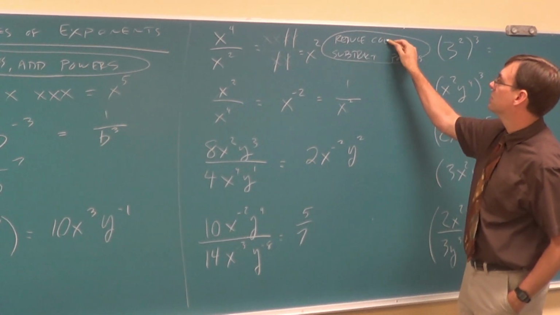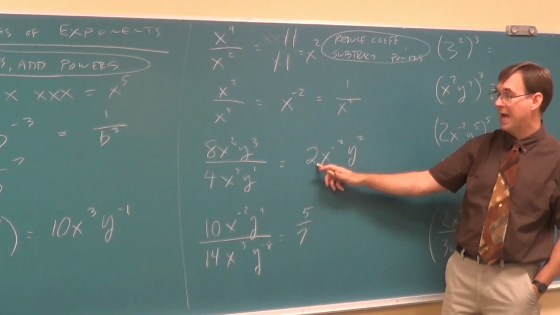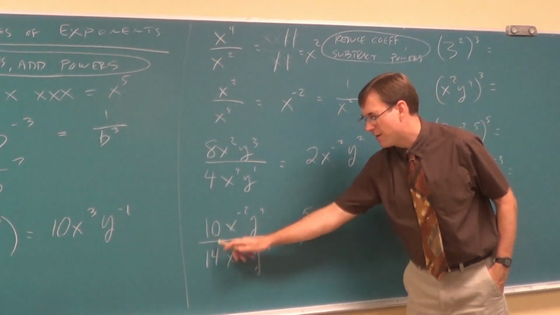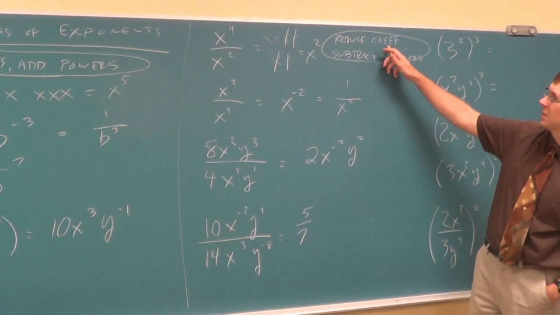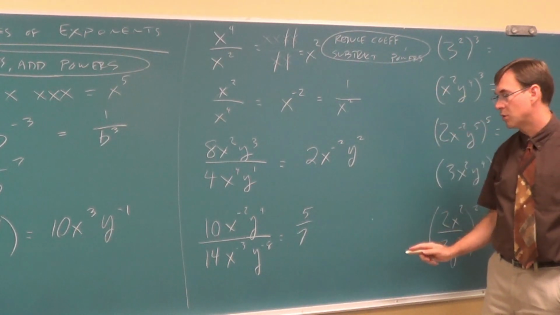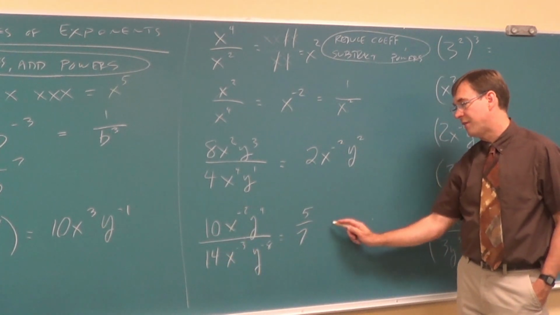So I might say here is my beginning part. Reduce the coefficients. Like 8 over 4, we reduced by flat out dividing it evenly. But 10/14 is reducible to 5/7. Reduce the coefficients like a fraction. And then we're going to look to subtract the powers. So 10/14 there is handled to 5/7.